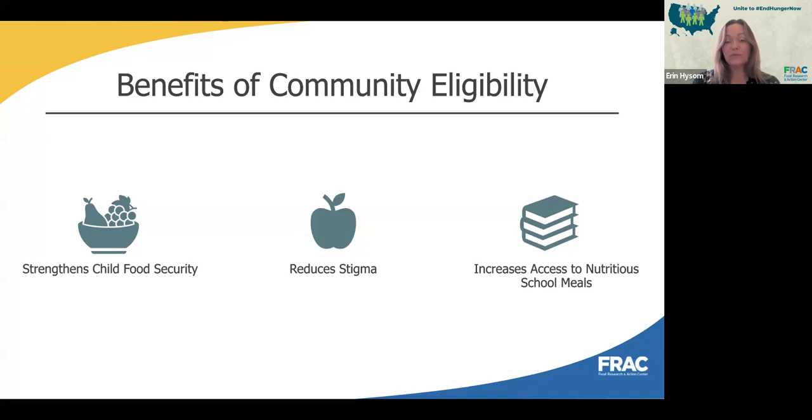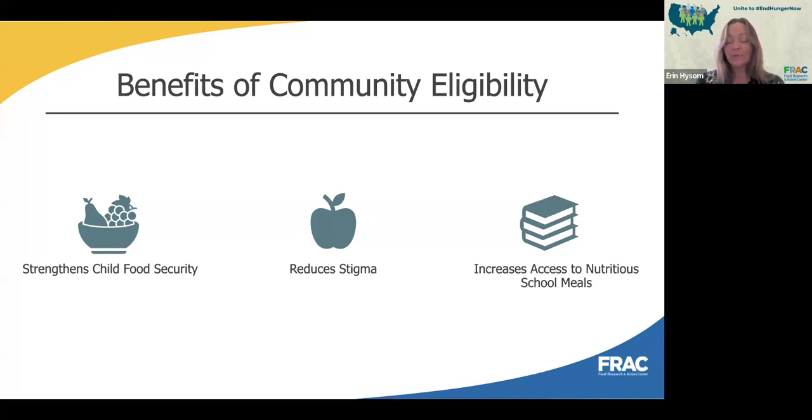Speaking directly about the student, we know that community eligibility reduces childhood hunger and strengthens child food security. By reducing the stigma that's often present in cafeterias when we categorize children by their household income, CEP increases participation in school breakfast and school lunch, and then as a result of that, it increases students' access to all the benefits of school meals. We know that school meals are some of the healthiest meals that children receive in a given day, and school meals have been shown to support students' health and academic achievement.